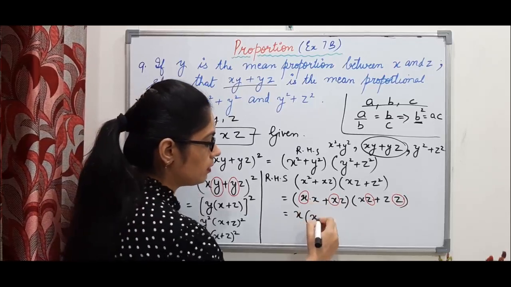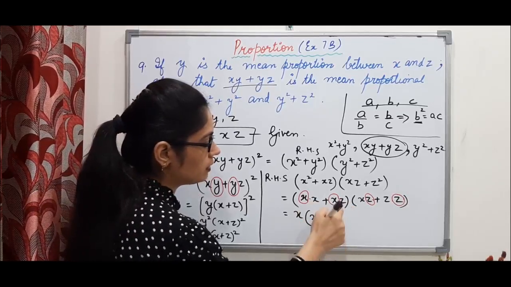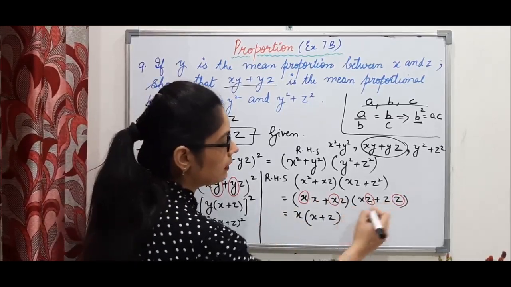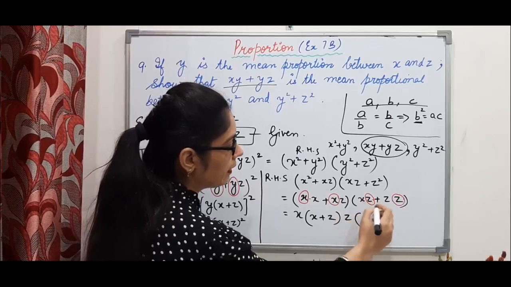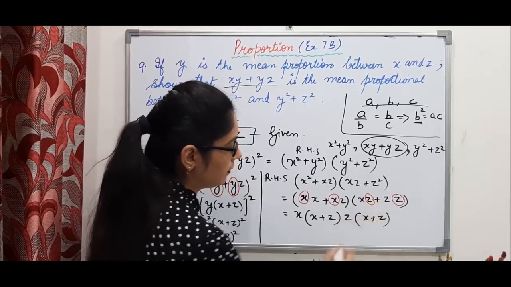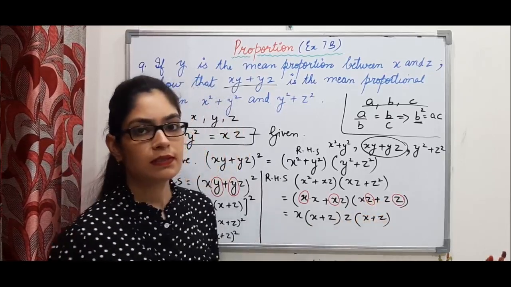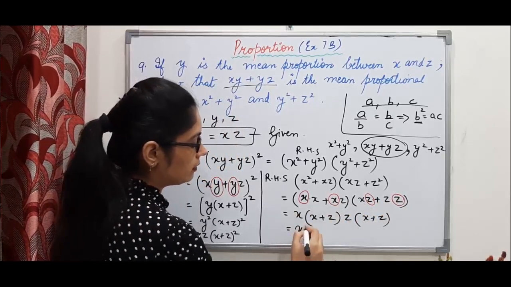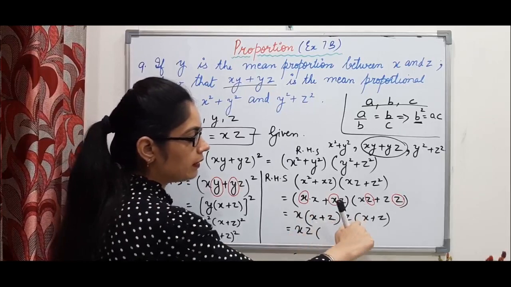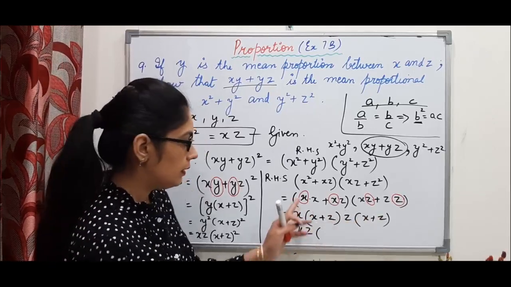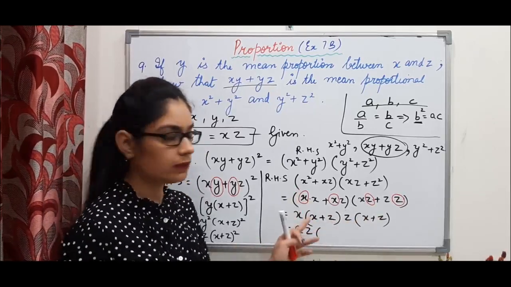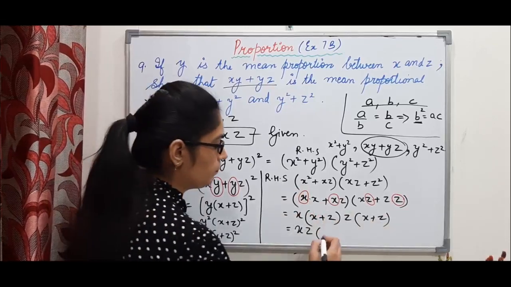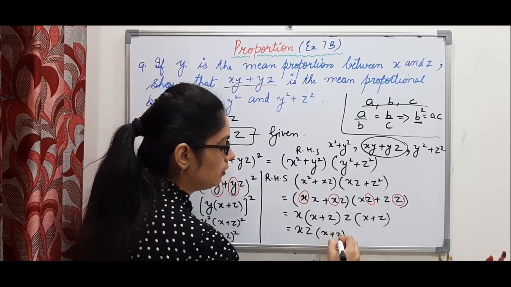So x is there and here z is there, because this x we have written outside. Same here, z is common, so we have taken it out, x plus z. Now all these terms are getting multiplied. So x into z I will write at the starting, then x plus z into x plus z. Here x into x, x square, x plus z into x plus z, it will become x plus z whole square.